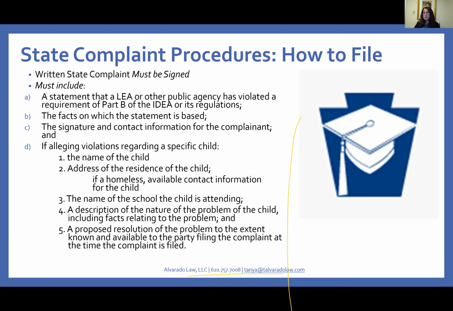You have to put your name and contact information so the state can contact you. And if it involves violations, IDEA, FAPE violations regarding your child, then the name of the child, date of birth, your address, again, the description and a proposed resolution. Like, what are you looking for that would resolve the issue? What outcome?